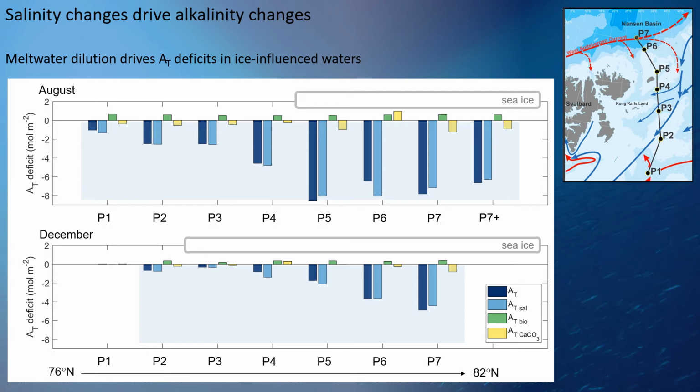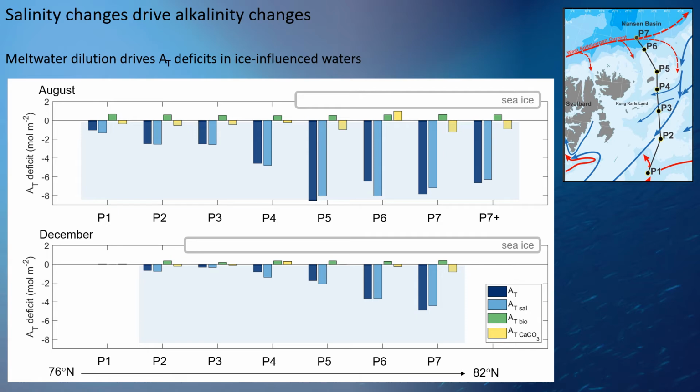The impact of biological production had a small effect on alkalinity, contributing to slight increases due to nitrate uptake. Calcium carbonate processes showed that mainly alkalinity is removed from the water column during summer, and this is due to the formation of calcium carbonate shells.